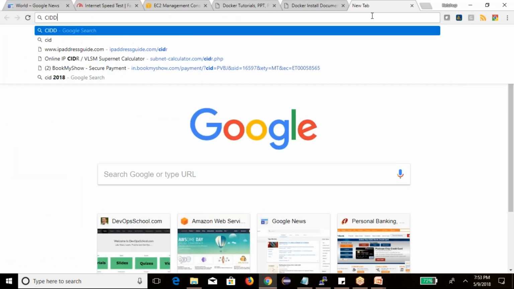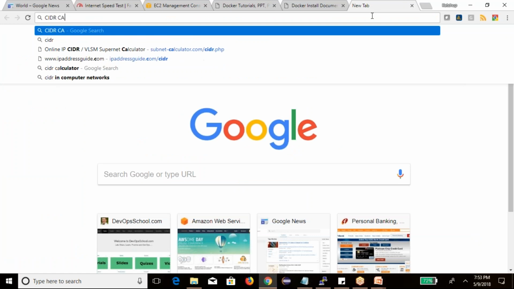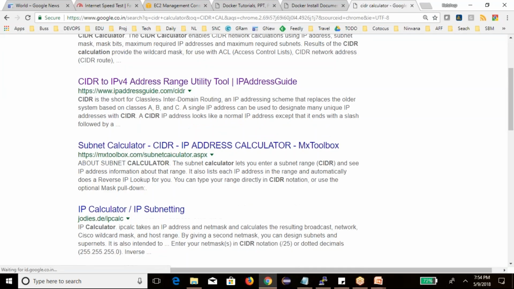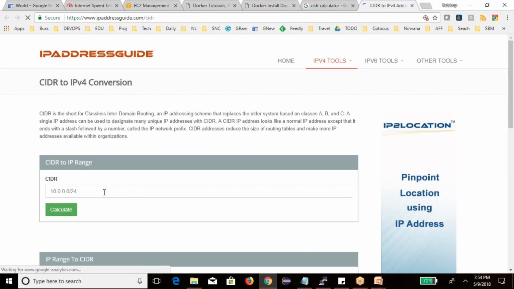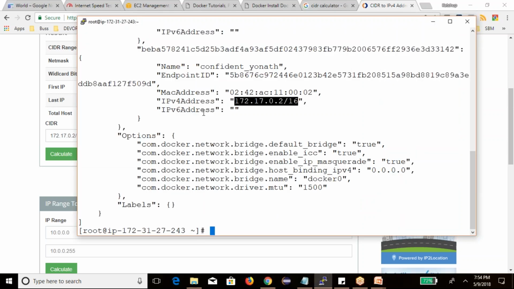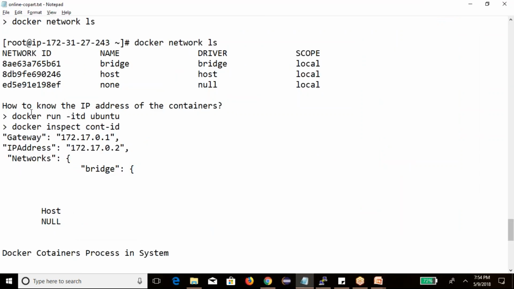Let's use the CIDR calculator. It should be more than 65,000, but we have to verify. So let's look at this. And now if I type this and calculate, look at this, this many total number of hosts you can get. That means this many total number of containers can be created using this bridge, right? So now this is all about the bridge driver.